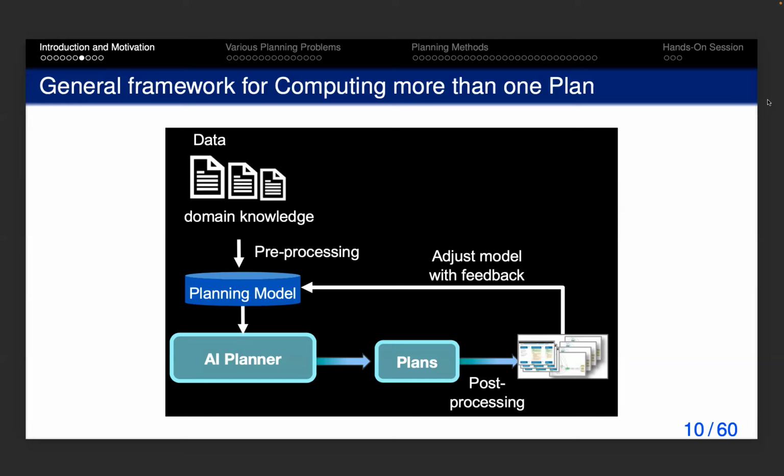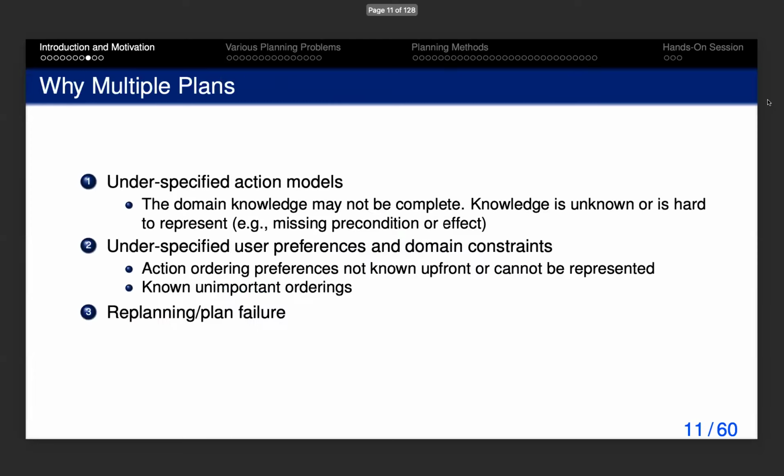Which we're going to cover right now. That's a good segue to what are the different planning problems that we're going to capture. But let me just quickly cover some of these.